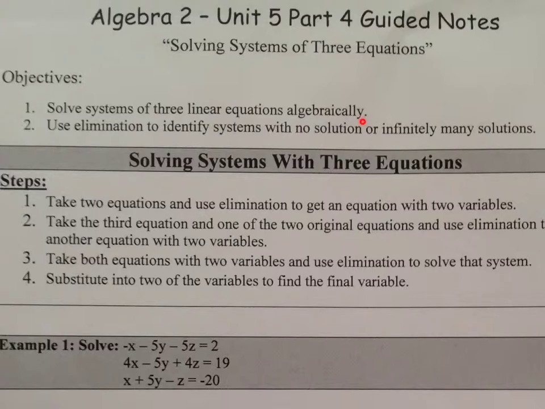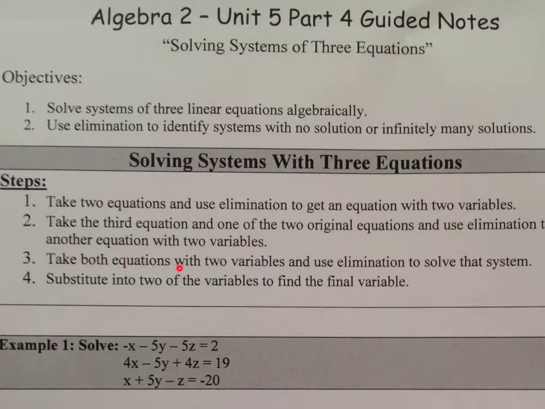Let's look at the steps for solving with 3 equations. Step 1, we're going to take 2 equations and use elimination to get an equation with 2 variables. So they're going to start off with 3 variables. We're going to take 2 of the equations and eliminate one of the 3, and we'll have 1 equation with 2 variables. And then we're going to take the third equation and one of the 2 original equations and use elimination to get rid of the same variable that we eliminated in the first 2 equations. And what you're left with is 2 equations with the same 2 variables.